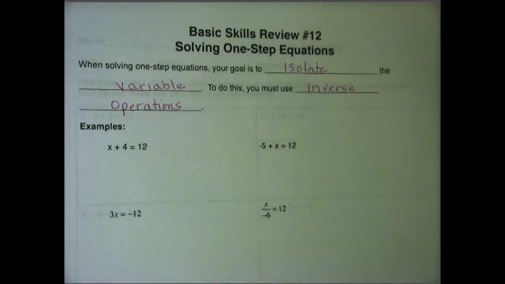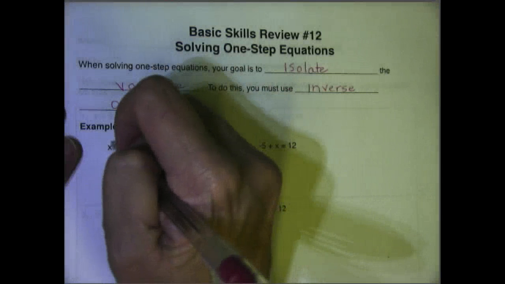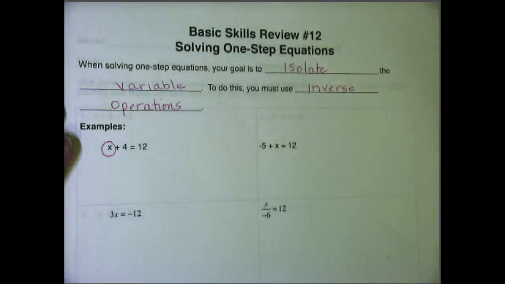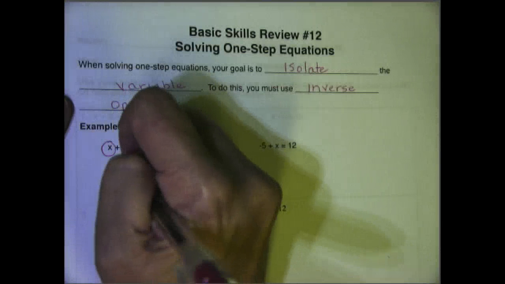So let's take a look at these four examples. X plus 4 equals 12. The first thing I want to do is circle the variable that I want to get alone. When I take that off, I see that I have a positive 4. Positive 4, then I would need to subtract 4 from both sides.